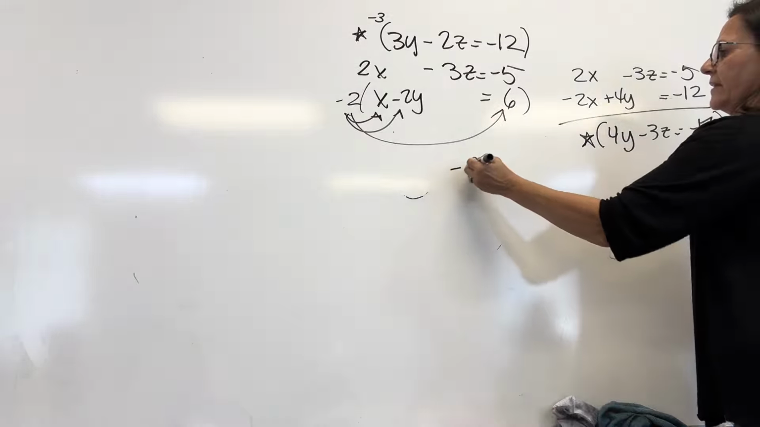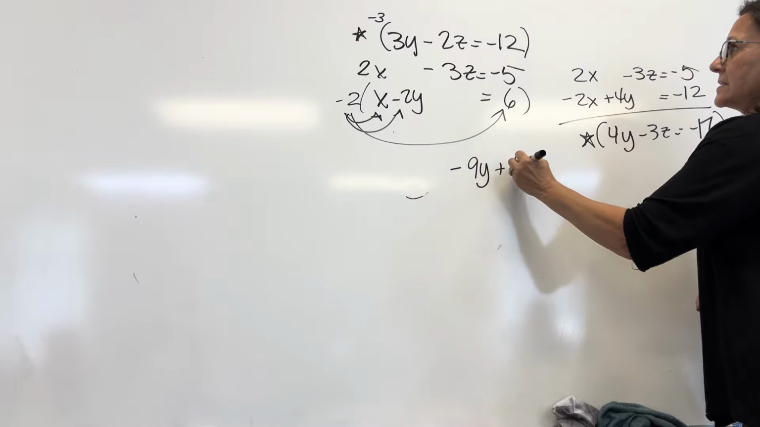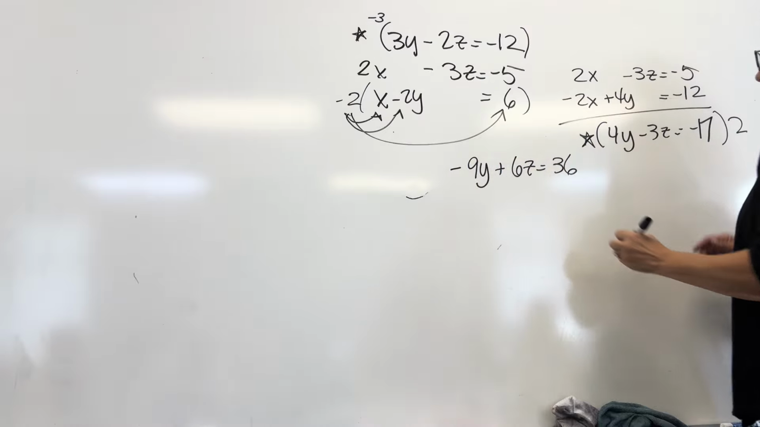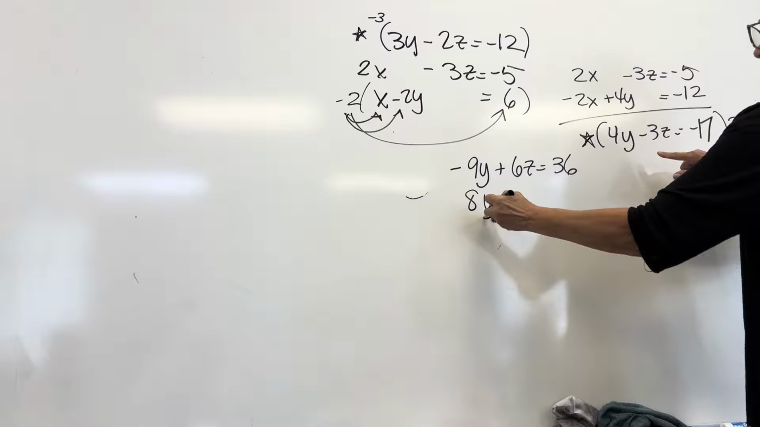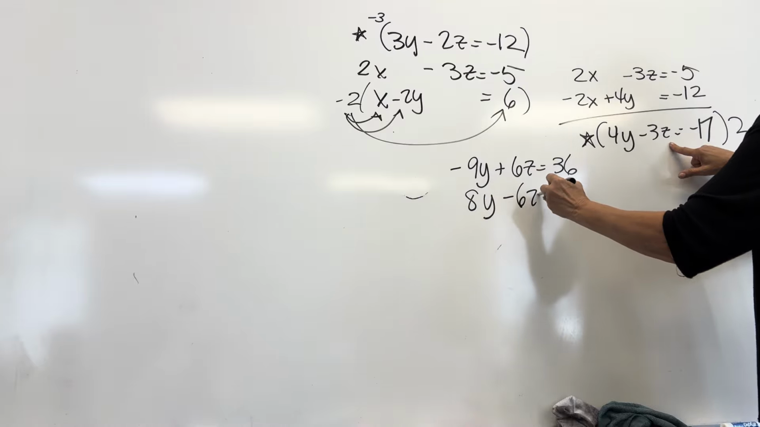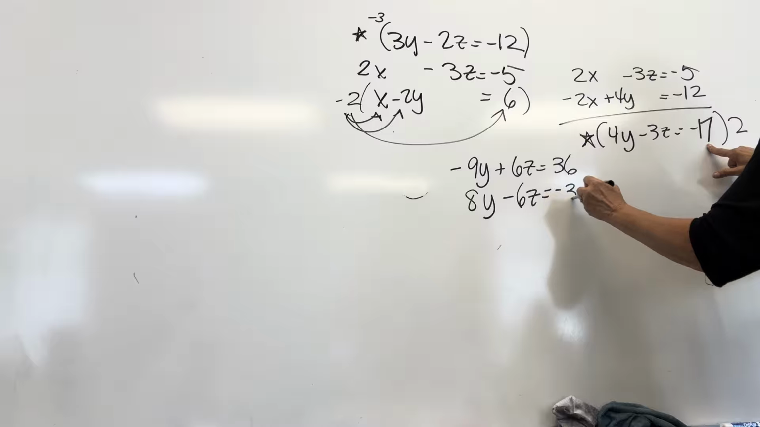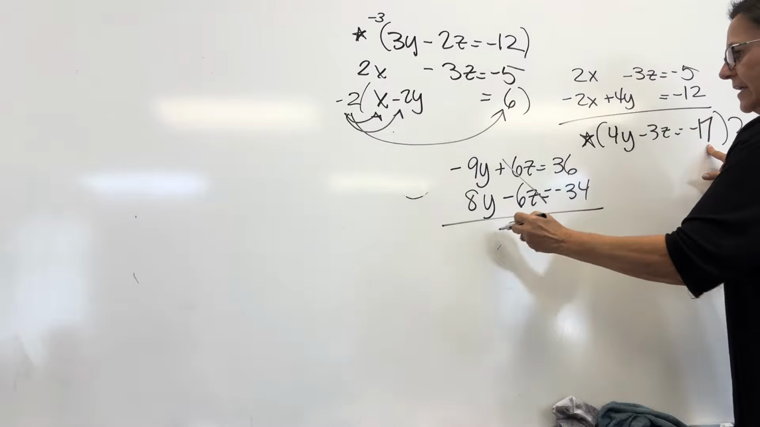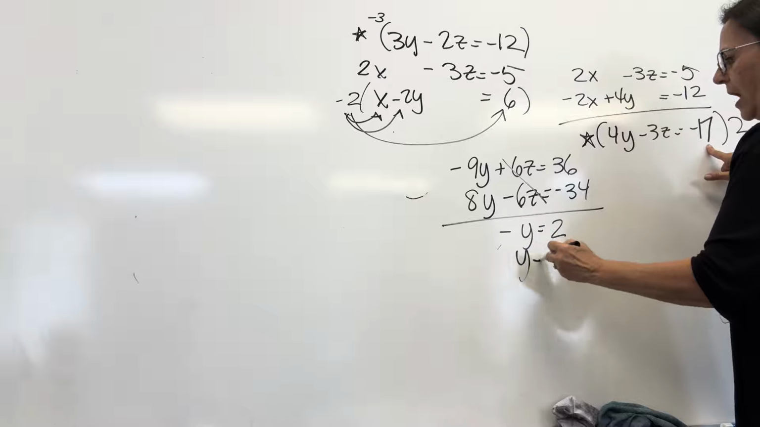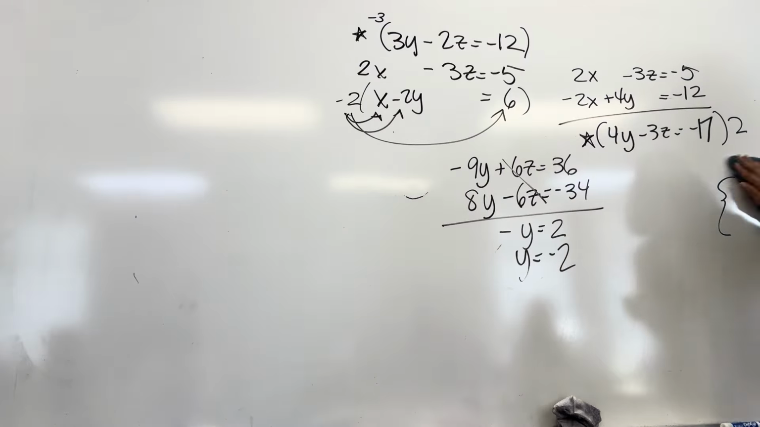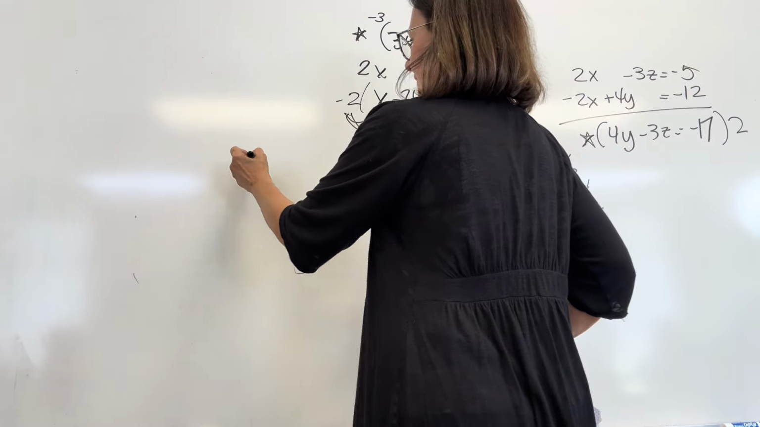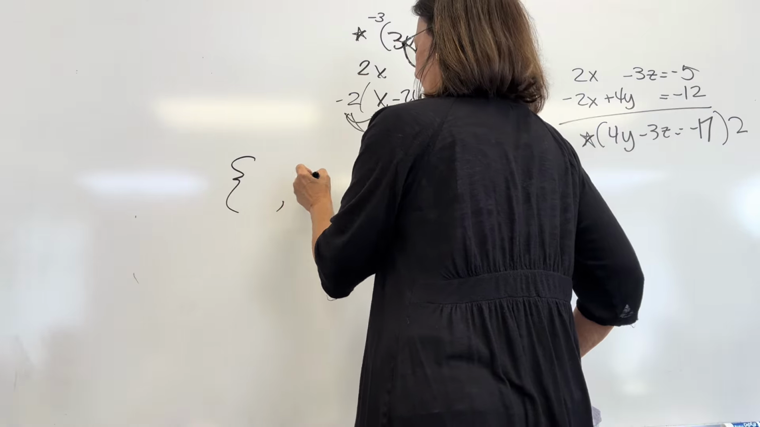So we end up with negative 9y plus 6z equals positive 36. This one, when we multiply by 2, we end up with 8y minus 6z equals negative 34. This one's easy. Negative y equals 2, y equals negative 2. All right, we're writing them as a coordinate, as pair. Gotta go over some. So that y is negative 2.